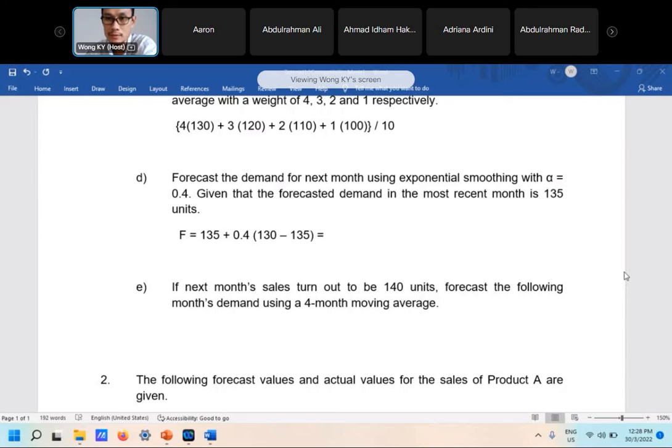So the answer is 133. 133. So I think Abdurrahman is correct. I think some of you made errors because you are confused. So don't get confused. Lessons learned for everyone. It's last period forecast, plus alpha multiplied with last period actual demand minus last period forecast.